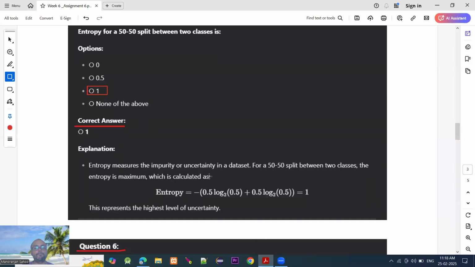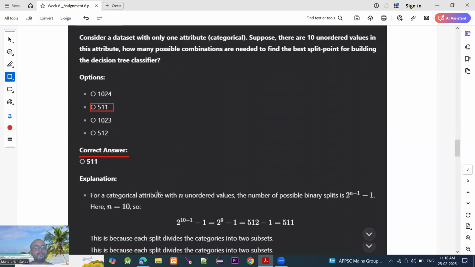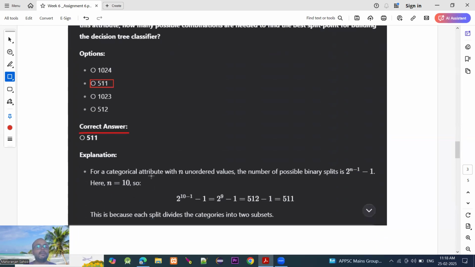The question is this one. The answer is 511. How is this 511? We can explain one by one. For a categorical attribute with n unordered values, the number of possible binary splits is 2 to the power n minus 1, minus 1. Here n equals 10, so it is 2 to the power 10 minus 1, minus 1. That is 2 to the power 9 minus 1. 2 to the power 9 equals 512, minus 1 equals 511. So this is the answer.